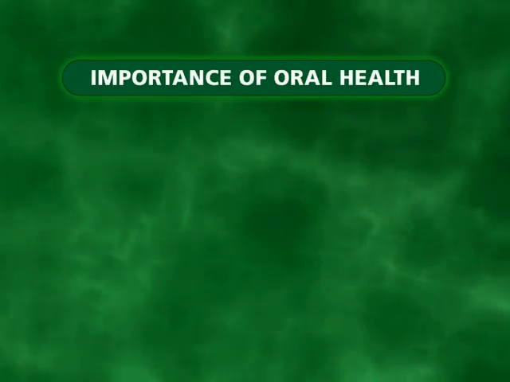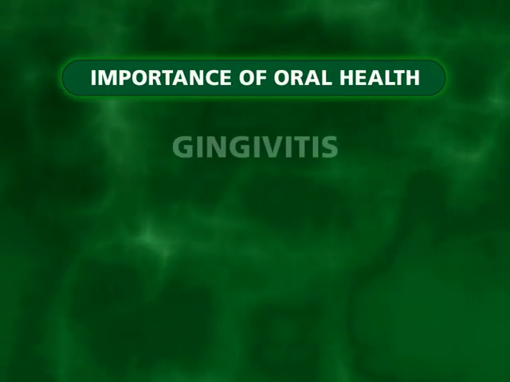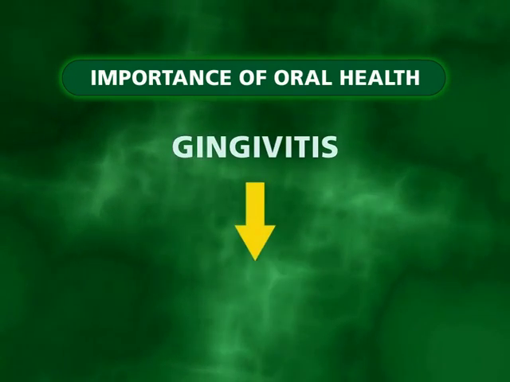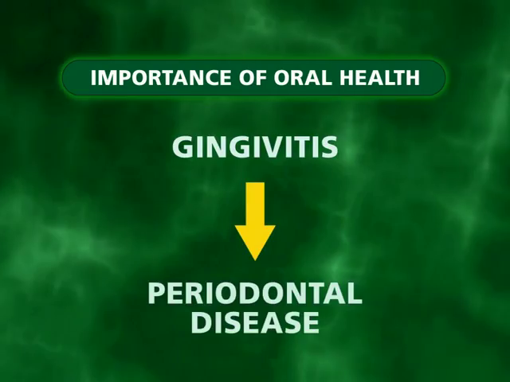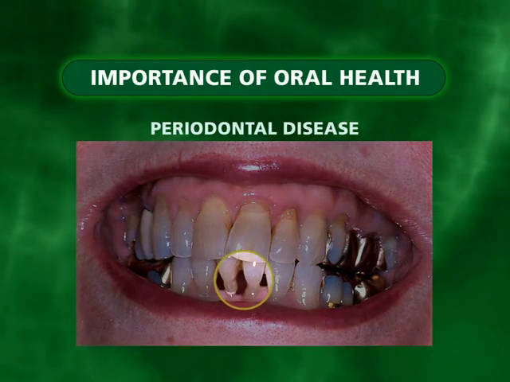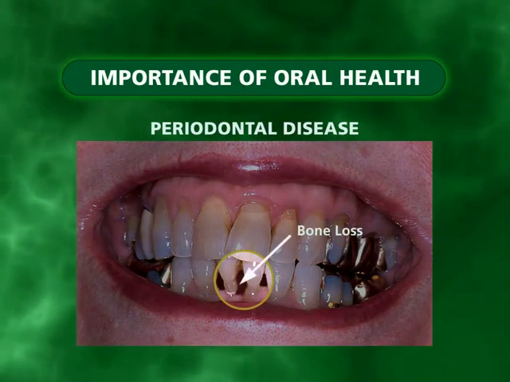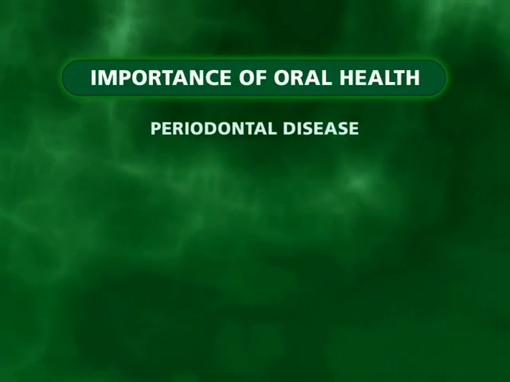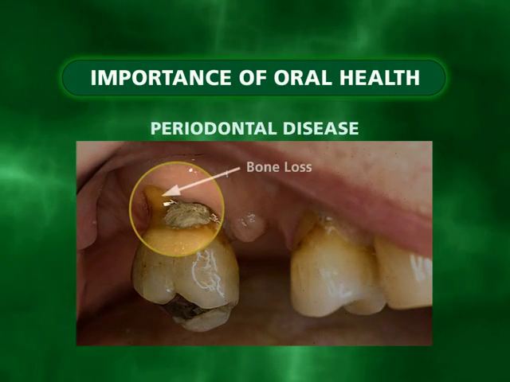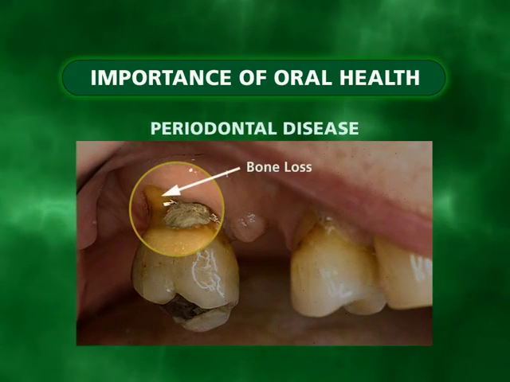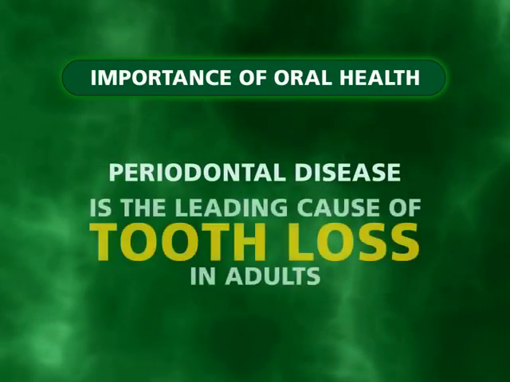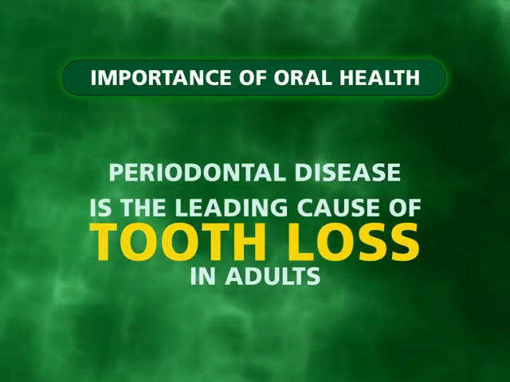Importance of oral health. Gingivitis is a mild infection of the gums, but if left without being disturbed, can develop into periodontal disease. Periodontal disease involves the destruction of the gums and the bones surrounding the teeth, which support the teeth in the jaws. Periodontal disease is also related to other diseases, such as diabetes and heart disease. Periodontal disease is the leading cause of tooth loss in adults.